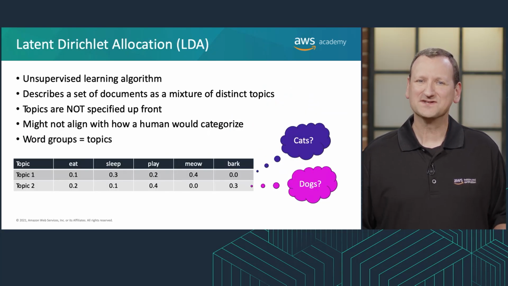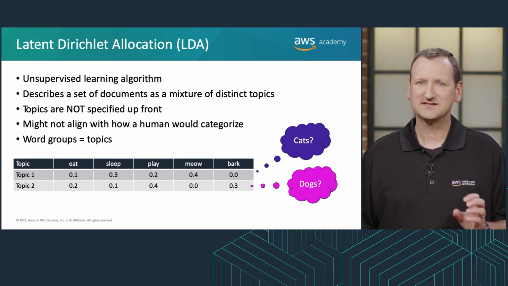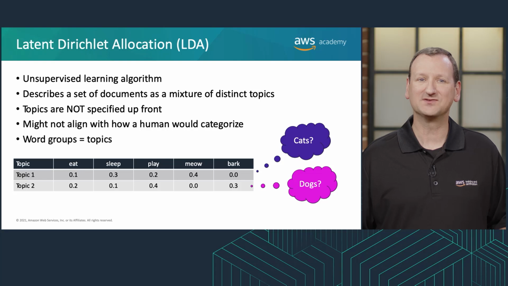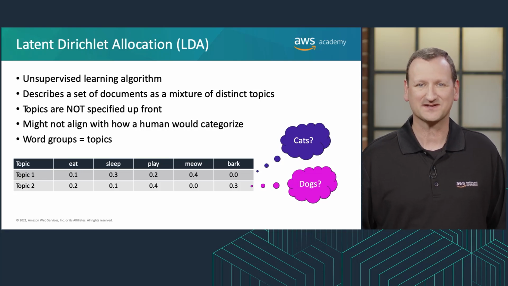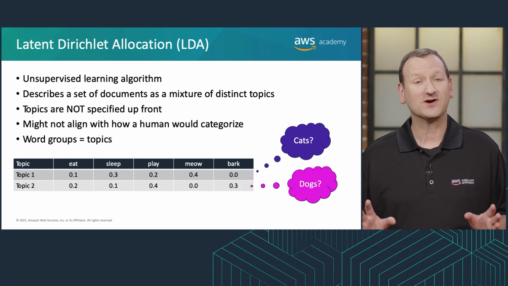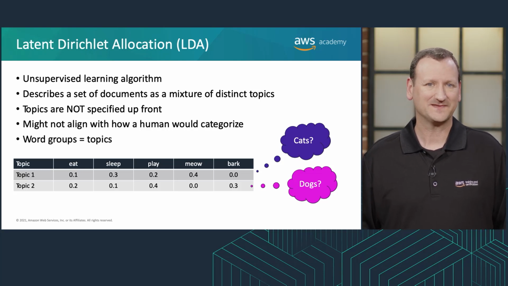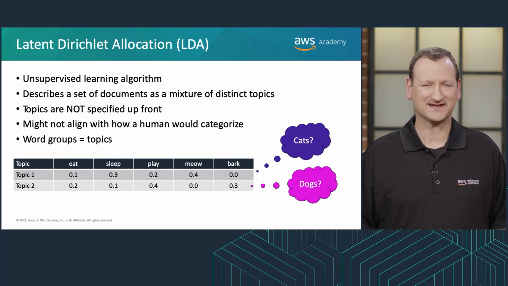Amazon SageMaker contains two built-in algorithms to extract topics from text. The first is Latent Dirichlet Allocation, or LDA. LDA is an unsupervised learning algorithm that attempts to describe a set of documents as a mixture of distinct topics. Because this algorithm is unsupervised, the topics are not specified up front. The topics might not line up with how a human would categorize documents.